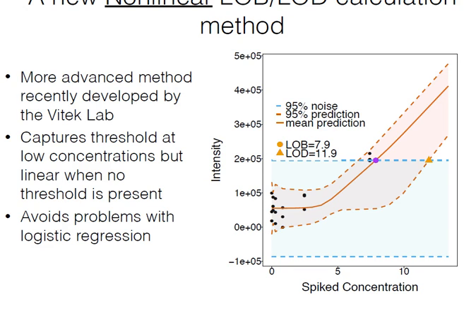This is for the same peptide that I showed before. This is the response curve estimated by this new method, and then you have the LOB and then the LOD here, and you see that we do indeed capture this threshold at low concentrations. As I mentioned before, you can actually show that this method is better than the logistic regression.